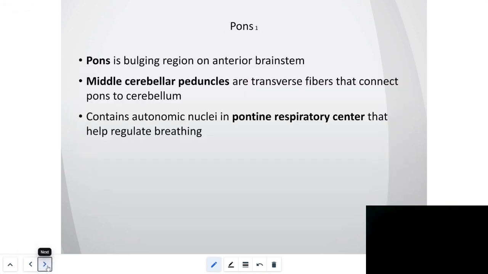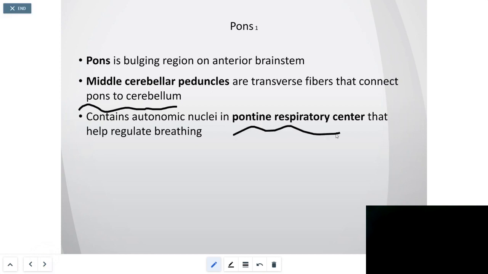Then we have the pons. The pons is this bulging region of the brainstem. Highlighting a few of the key points here: in order for the pons to connect to your body's motor control for breathing, we have the middle cerebellar peduncle. That's the region that connects from the pons to the cerebellum. And then, of course, we have all the different respiratory centers.